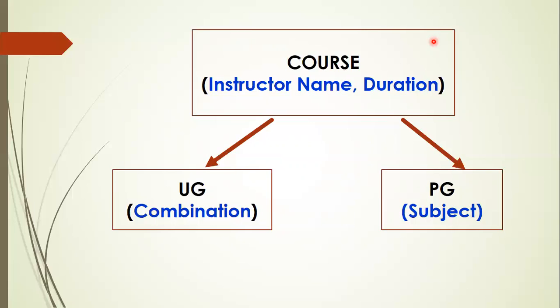So now, from the main class called course, I have formed two subcourses, two different courses. One is called UG course and the other is called PG course. All the details of the main class or the base class course are available both for UG course and PG course. But UG course has one additional data called combination, and PG has one additional data called subject. But combination and subject, these additional features of the derived classes, are not available for the base class called course.